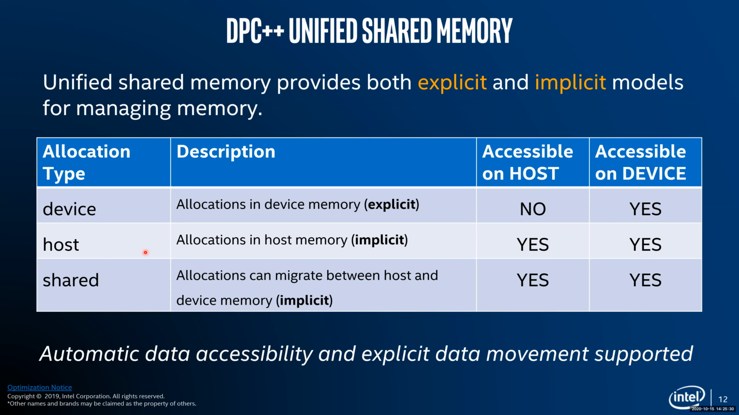If you use host allocation, the allocation is done on the host, and it's accessible both on host and device. And if it's shared allocation, the allocation can migrate between the host and device, and it's implicitly done depending on where it's being accessed. So we will look at examples for all these different types.